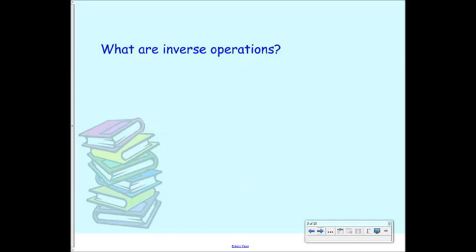So what we're doing now is we're moving from chapter 1, where we were just doing basic kind of pre-algebra stuff, to now we're moving into actual Algebra 1 stuff. And again, you guys have probably seen a lot of this before. We're just going to delve a little bit deeper into it. So inverse operations is everything that we're doing in algebra.